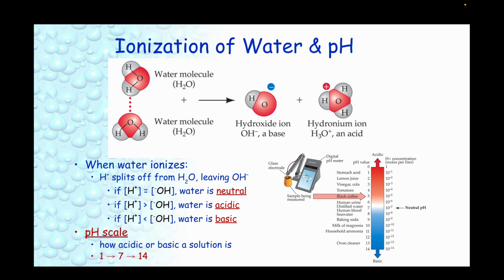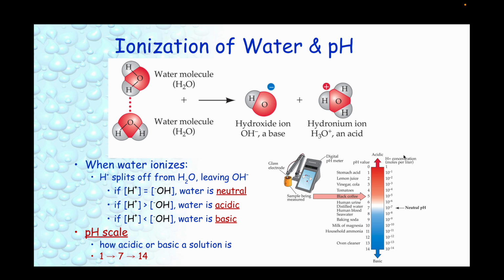All right, we're going to talk about ionization of water and how it can be a buffer. Basically, water can split into hydrogen and hydroxyl ions through ionization. The concentration of hydrogen ions determines the pH. You can see right here, if the same amount of hydrogen and hydroxyl ions are in water, then water is neutral. If there are more hydrogen ions than hydroxyl, then the water is acidic. And if there are fewer hydrogen ions than hydroxyl, then water is basic.